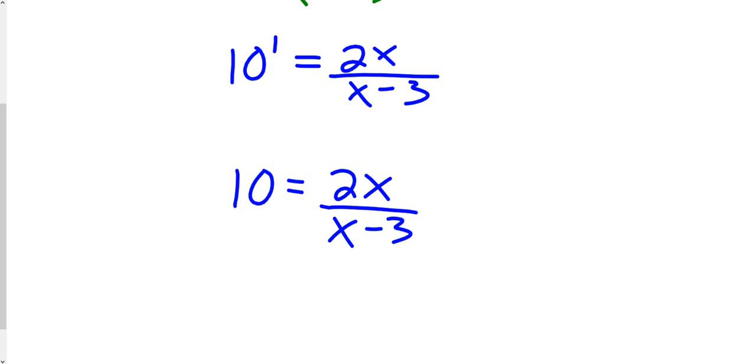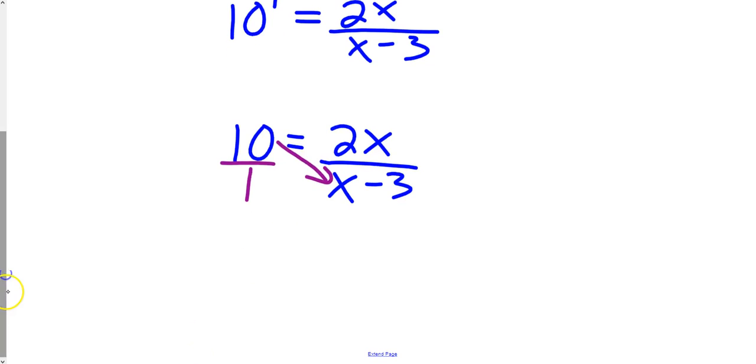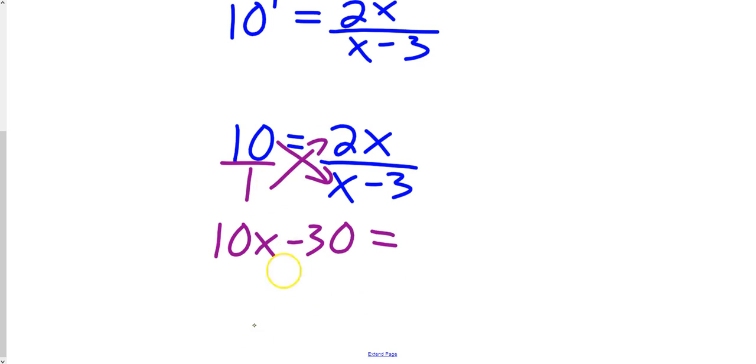Again, what number is underneath the 10? It's a 1. All this is cross multiplying. Take 10 times x minus 3. So that'll give you 10x minus 30, because you got to multiply it all the way through, equal to, what's 1 times 2x? 2x.